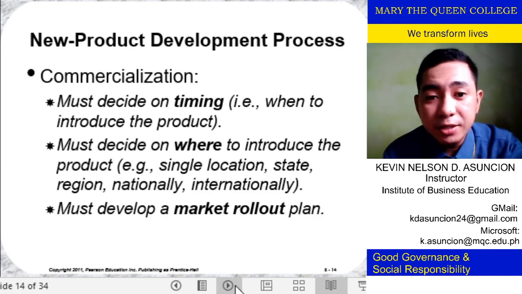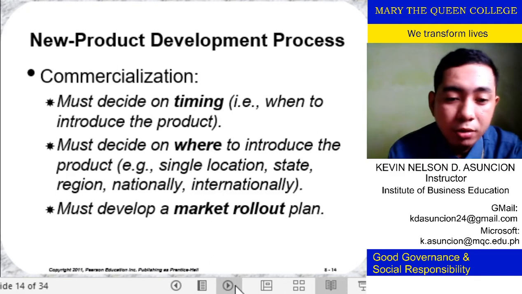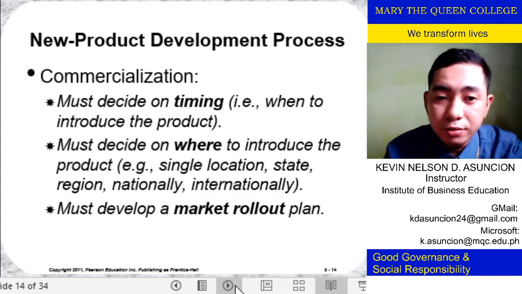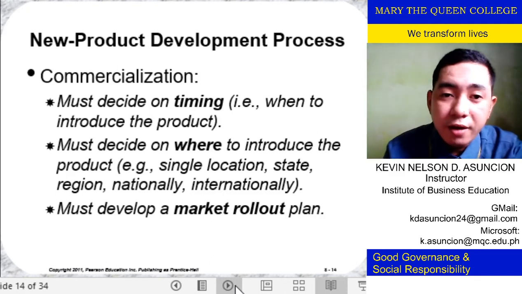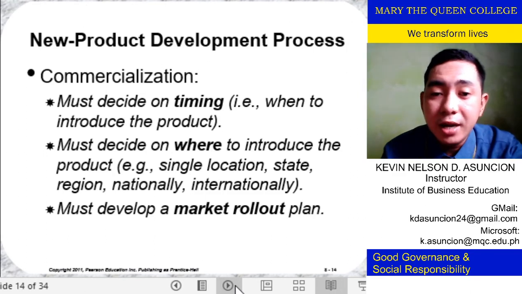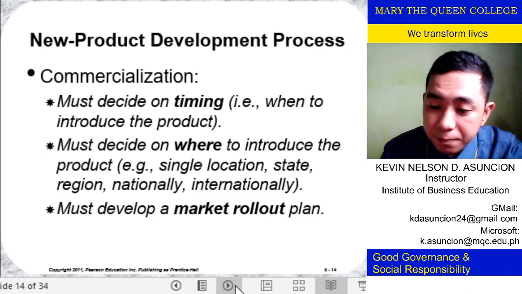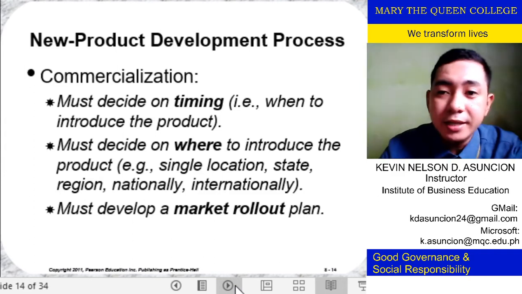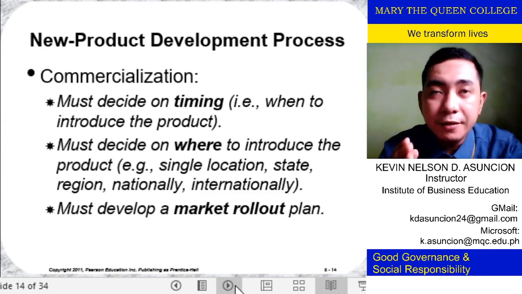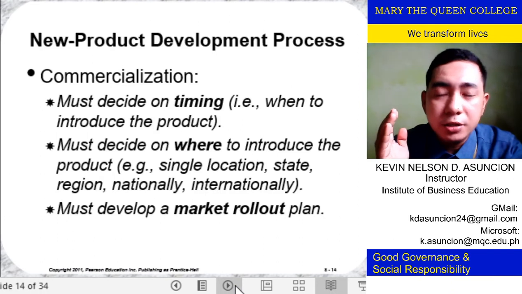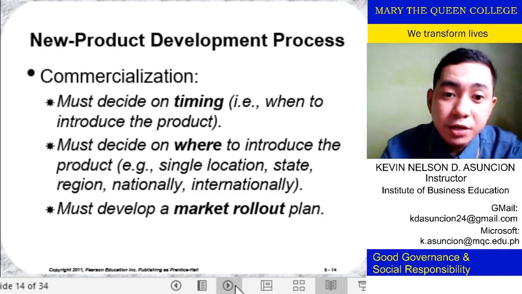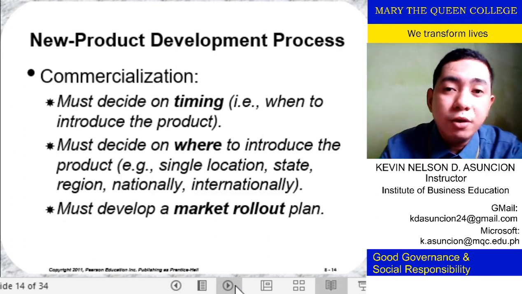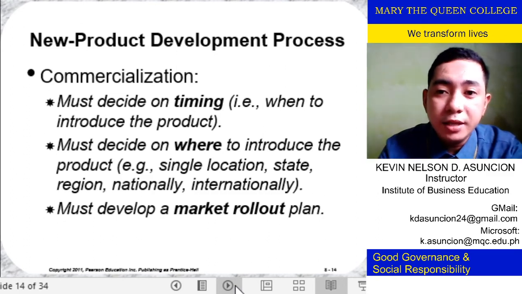And lastly, you must develop a market rollout plan. So, how will you do that? That leads us to our different marketing strategies. How will you launch it? When? How much will the price be, and what promotions are present? If you remember, after market segmentation, market positioning and differentiation strategy, you get to think about the four basic Ps, or four Ps of marketing.